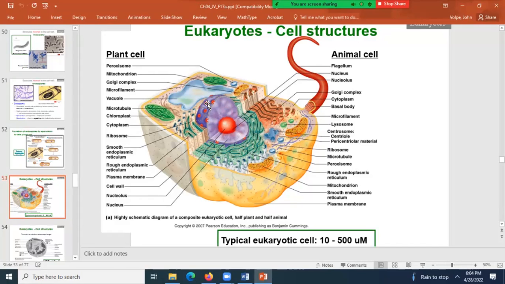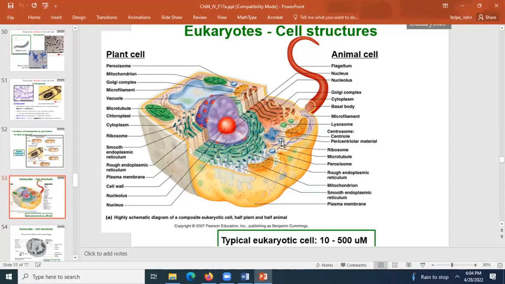Another thing that you can find in a plant cell, and it's not labeled here that way, but it's a central vacuole, is only found in a plant cell. Now, vacuoles can be found in a plant cell and in an animal cell. The vacuole isn't on here, but you can find a vacuole in an animal cell.